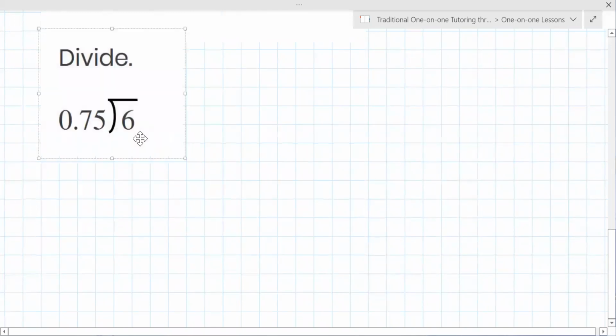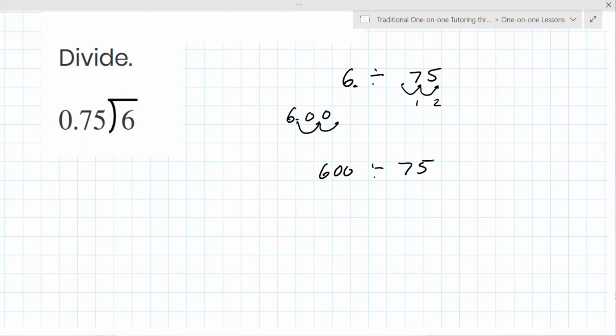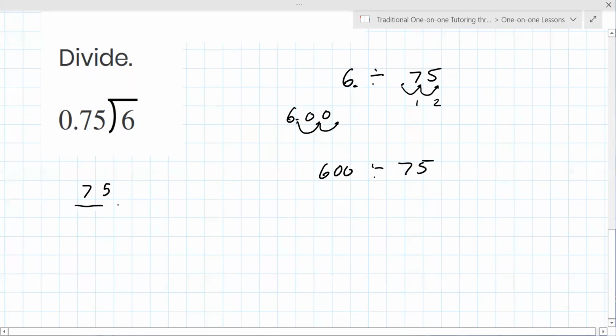So we're going to divide, and again, you've got a decimal out here. So this is really the same as 6 divided by 0.75. Since you need to move the decimal to the right 2 places, you're going to do the same on the 6. So the 6 also moves to the right 2 places. So this becomes 600 divided by 75. So it's 75 out here, 600 in here.